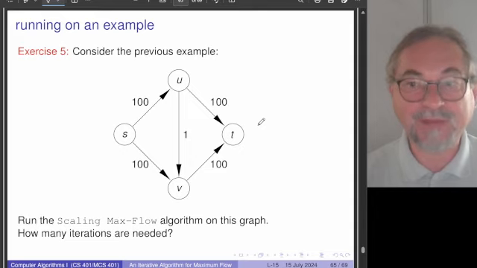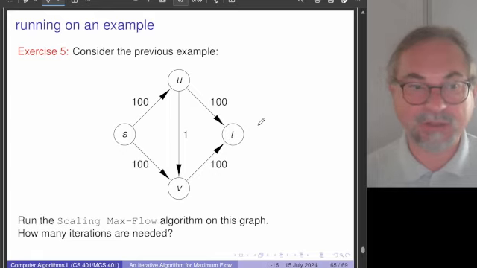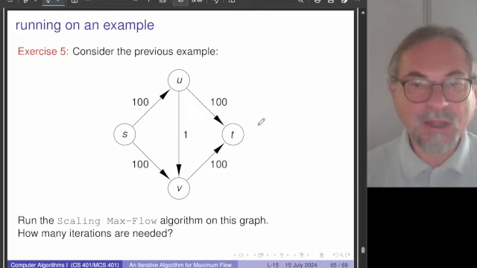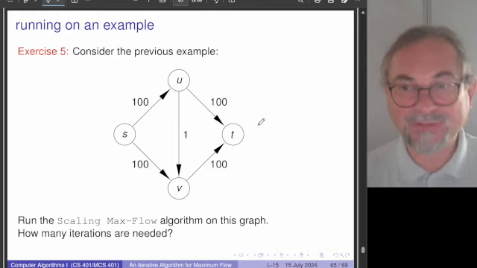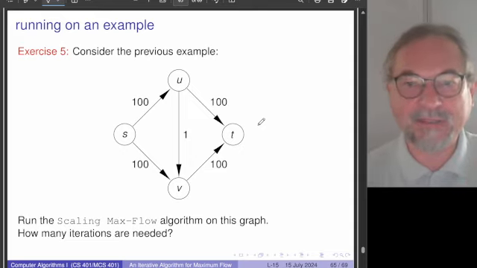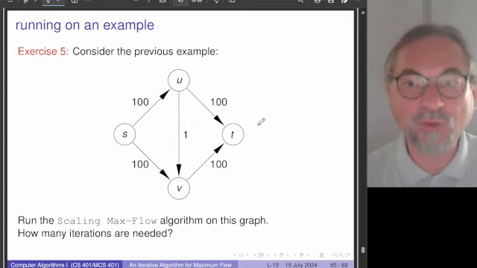And then you will much more quickly get to the optimal value of 200. So instead of having to run 200 iterations, it will be a lot less. And the goal of this exercise is for you to calculate how many iterations you need. 256 was the value of delta where we started. The 2 logarithm of 256 is 8, is 2 to the power 8. So that will be the new upper bound.